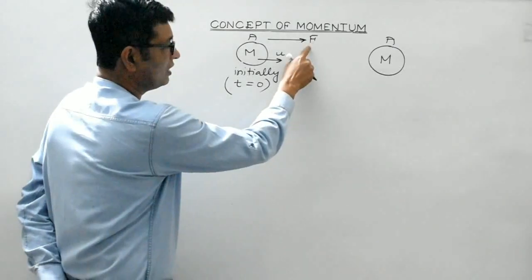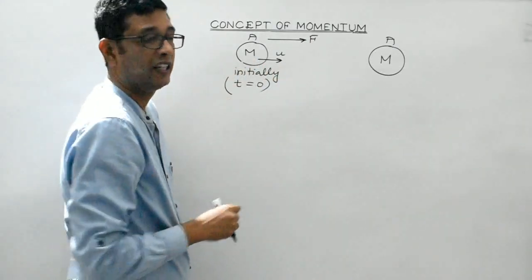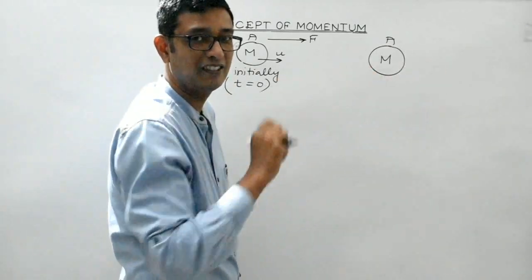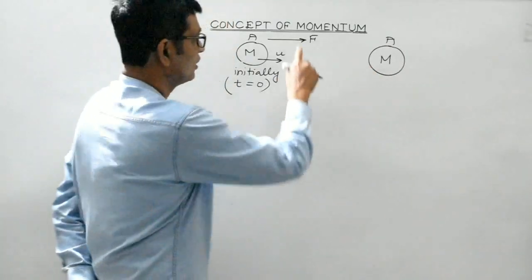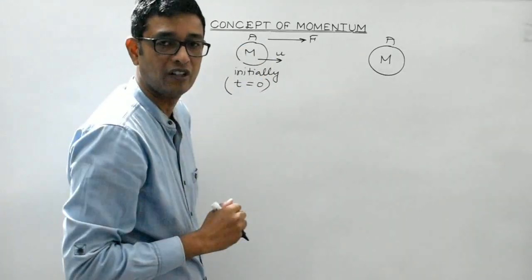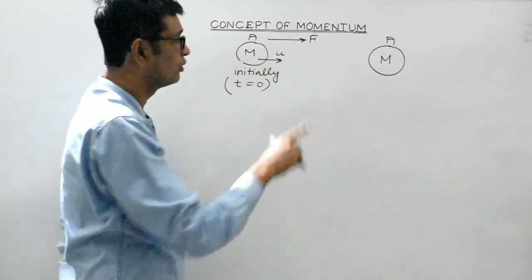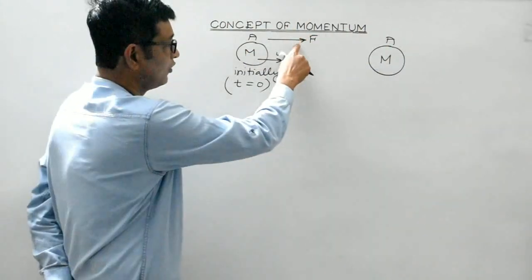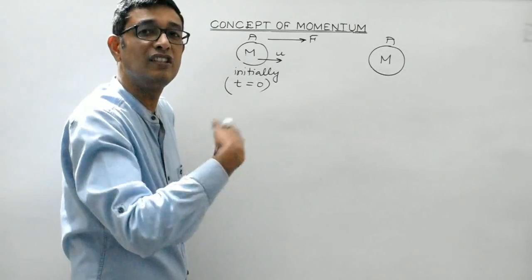So students, what will be the effect of this force on this body? This force will definitely make the body increase its speed, isn't it? If this force was acting in the opposite direction, then the force would have retarded its motion. But since in this case we have assumed the force to be acting along the direction of motion of the body, this force will make the body increase its speed.